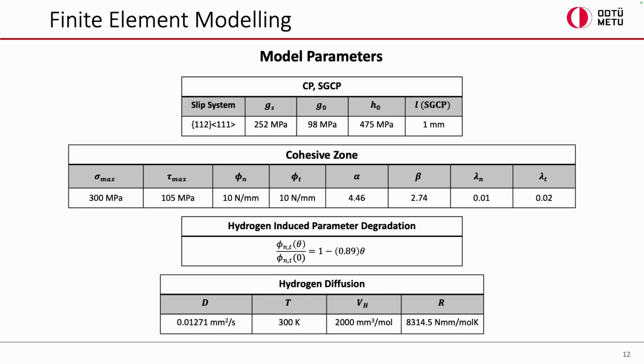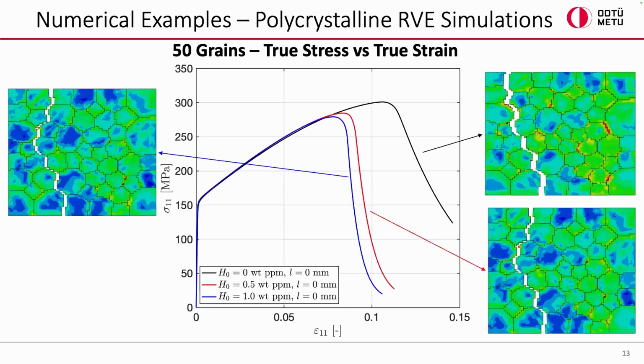Here are the model parameters I've used in the simulation. Just to remind you that the hydrogen-induced degradation is made possible by the degradation of the cohesive energy, not the cohesive strength in this case, different from the macroscopic example. And here are the results.